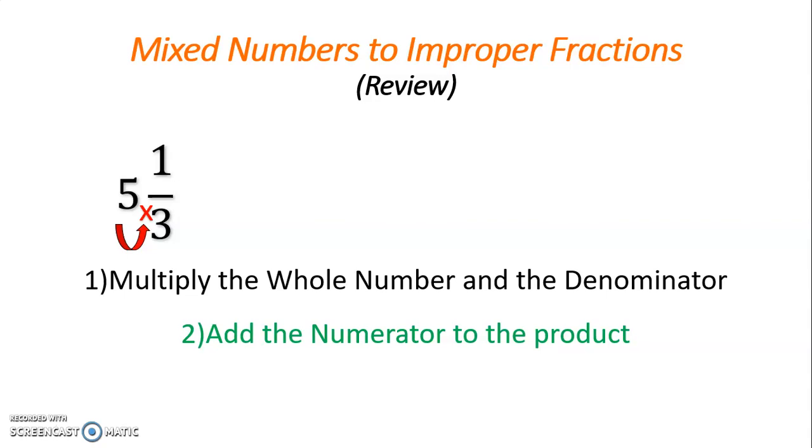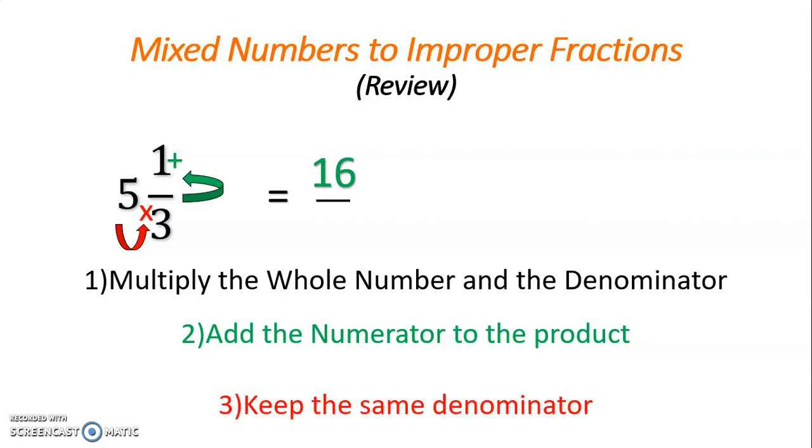So 5 times 3 gave us 15. We will now add 1, which will give us 16. Our new numerator will be 16, and our last step is to keep the same denominator, 3. So we will have 16 thirds. So 5 1/3 as a mixed number converts to 16 thirds as an improper fraction.